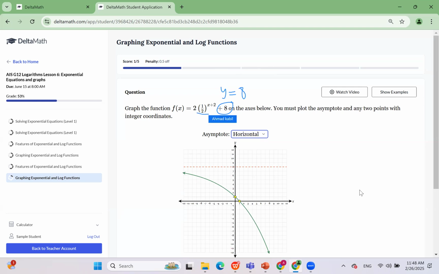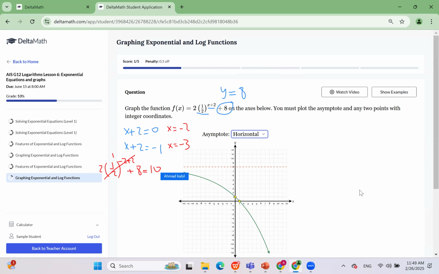Again, here we have half power x plus 2. So we want the power to be 0 or negative so that we get integers, not fractions. So maybe x plus 2 equals 0, and maybe x plus 2 equals negative 1. So x equals negative 2, and here x equals negative 3. Now plug these into the actual function. So we have 2 times half power negative 2 plus 2, plus 8. So this whole thing is 1 because it's power 0. So 2 plus 8 equals 10.